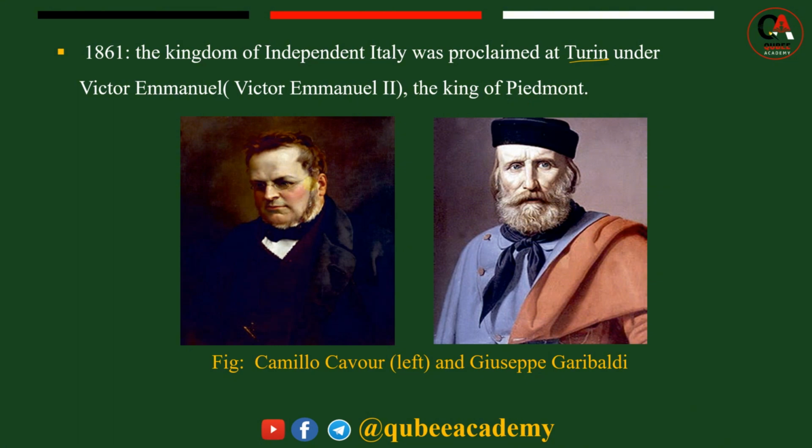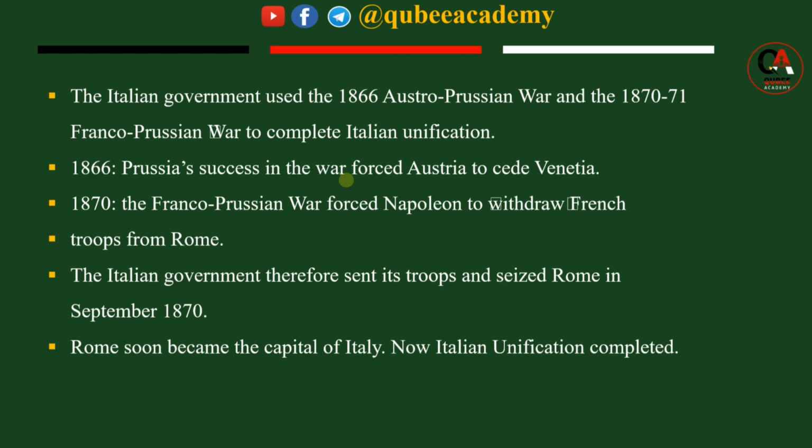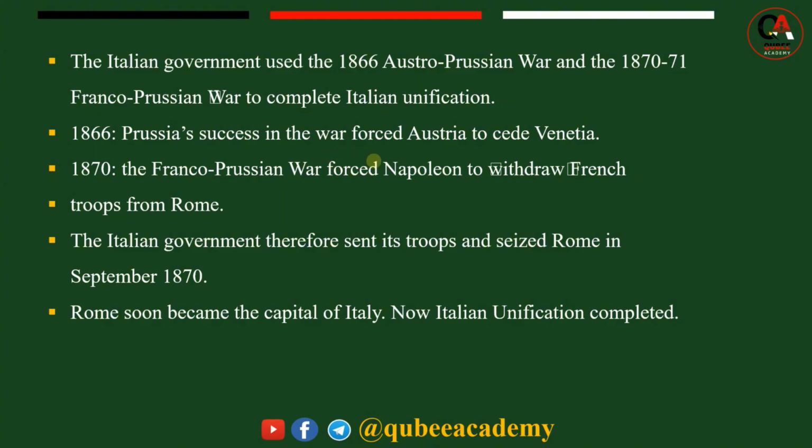This person was Cavour. Again, this person was Garibaldi. Garibaldi was the leader of thousands of Red Shirts, the voluntary army who crushed resistance in Sicily and then Naples. This one is the most important one. The Italian government used the Austro-Prussian War and the 1870-71 Franco-Prussian War to complete Italian unification.